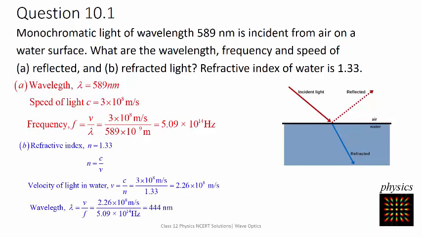And for the refracted light, this velocity is going to be different because there is a refractive index. So we use the expression V equal to C over N, and we find the velocity. And once you find the velocity, you can go back and find the wavelength as V over F.